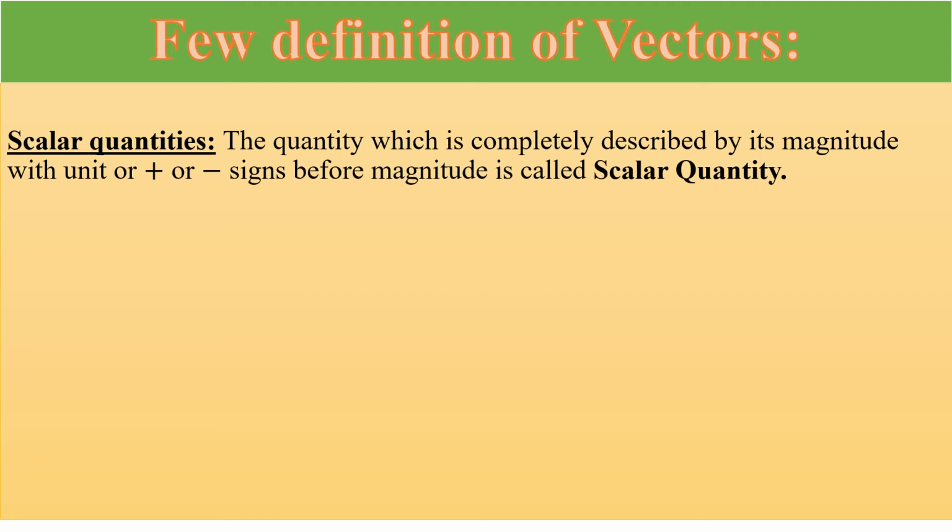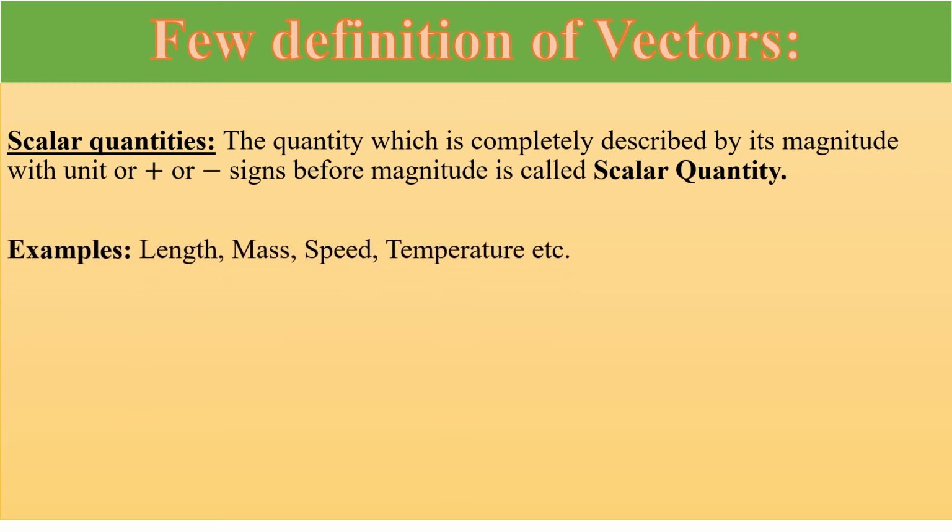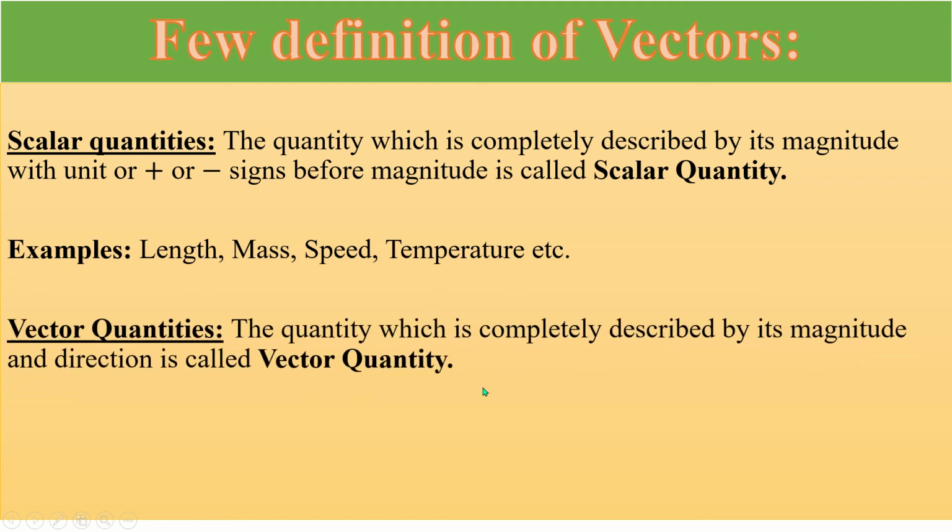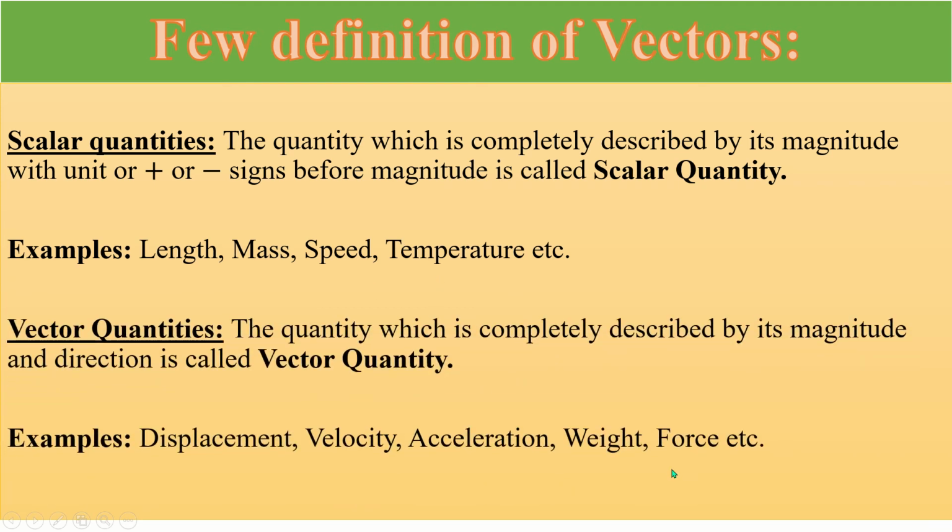Scalar quantities. The quantity which is completely described by its magnitude with unit, or plus or minus signs before the magnitude, is called a scalar quantity. For example, length, mass, speed, temperature, etc. Plus or minus sign means the temperature will be 30 degrees or minus 30 degrees.